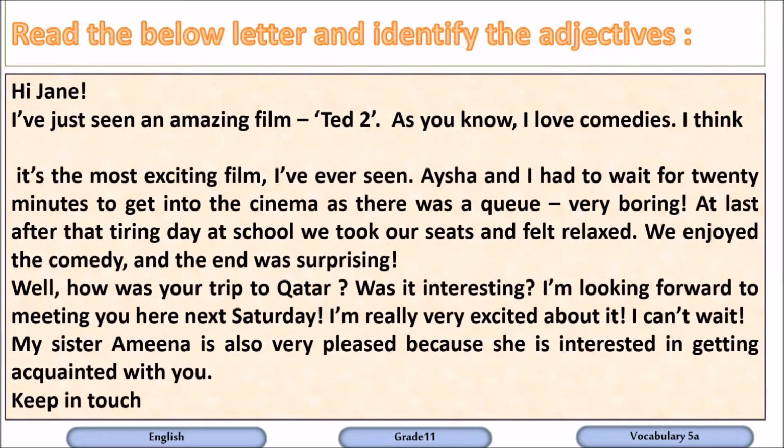Alright, let's get started. Read the below letter and identify the adjectives. What does the word adjective mean? So an adjective is a descriptive word. It gives you a better description of the noun or of the situation, feeling, things, objects. Hi Jane, I've just seen an amazing film. As you can see here, we describe the film using the word amazing. So amazing is the adjective that describes the word film.